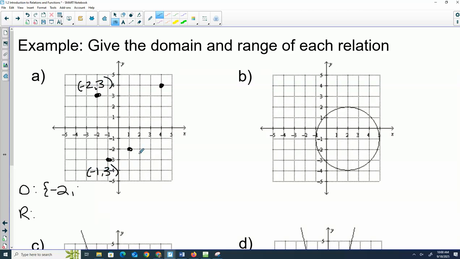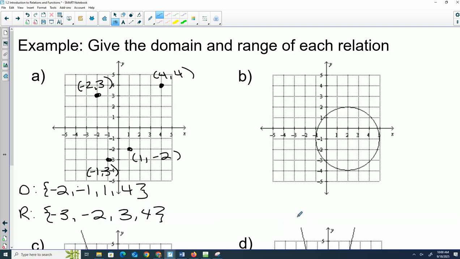So these are the points that you were telling me. The domain, though, is which part of that point? Yeah, the x. So it's the -2, -1, 1, and 4. The range is the y value of those ordered pairs. So that would be the -3, -2, 3, and 4. Alright.